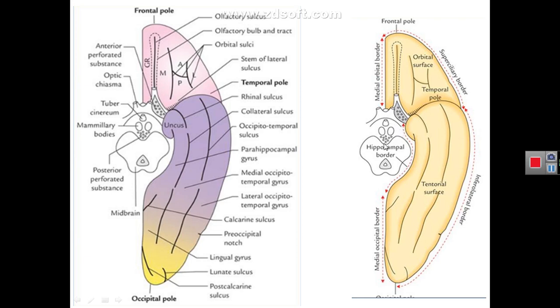You can see that this interpeduncular fossa contains the following structures from posterior to anterior. The first is a region just anterior to the midbrain and between the crura of the midbrain, which is perforated by blood vessels and so is called the posterior perforated substance. More anterior to the posterior perforated substance are two spherical structures called mammillary bodies. They are parts of the hypothalamus. And more anterior to the mammillary bodies, the interpeduncular fossa contains an elevation called the tuber cinereum, which is connected with the stalk of the pituitary gland.